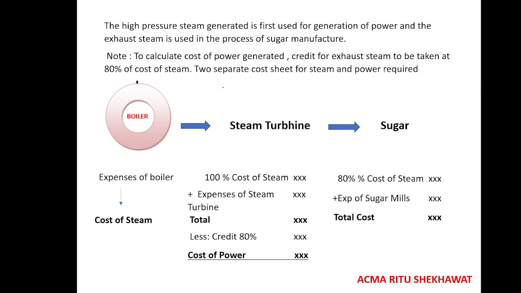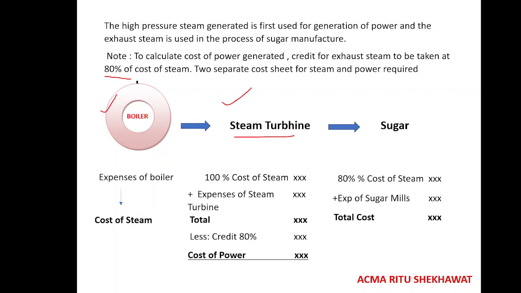This says that higher pressure steam generated is first used for generation of power. So this is the boiler, the higher pressure steam is generated and is first used for the generation of power in the steam turbine. The exhaust steam, the leftover steam, is used for the process of sugar manufacturing. The note says, to calculate the cost of power generated, credit for exhaust steam is to be taken at 80% of the cost of steam. And two separate cost sheets for steam and power are required. They have said the statement of boiler and the statement of power generation, the cost sheets, should be prepared.